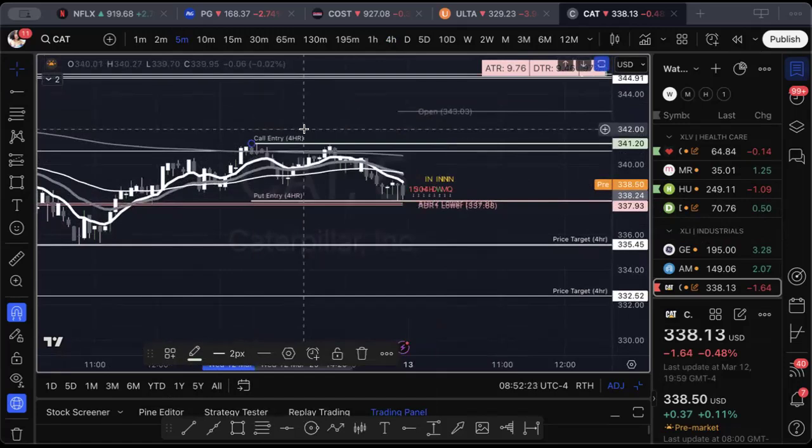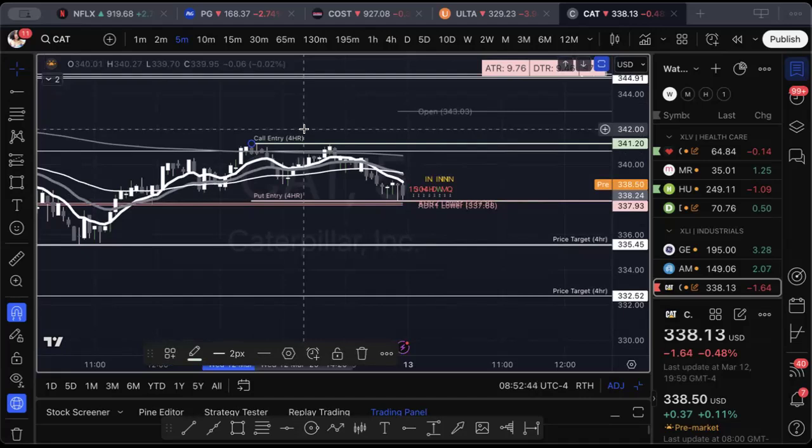What I typically do is I go to the 5 minute. I put greater than once per bar close, and then I'll type in the contract that I'm interested in taking to the upside. And then for the downside, I'll put less than once per bar close, and I would type in the put contract that I'm looking at to the downside.